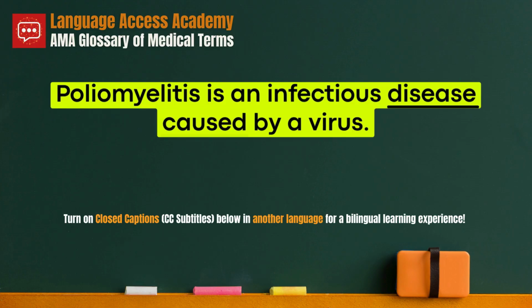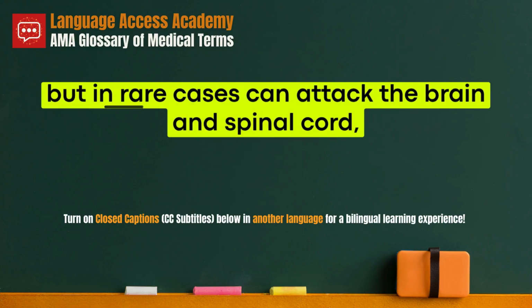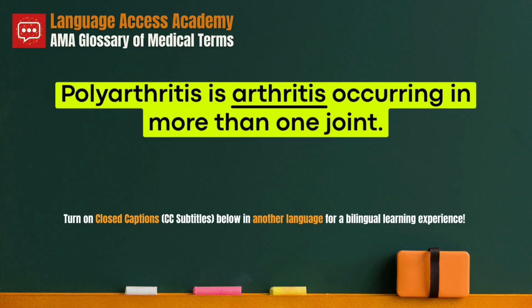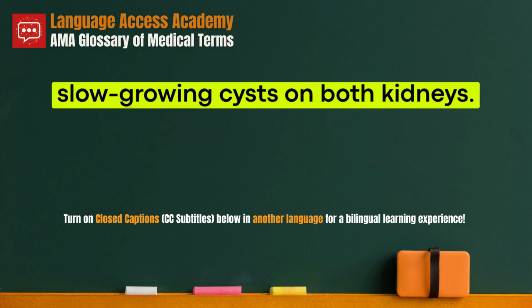Poliomyelitis is an infectious disease caused by a virus. It usually causes mild symptoms, but in rare cases can attack the brain and spinal cord, causing paralysis or death. Polyarthritis is arthritis occurring in more than one joint. Polycystic kidney disease is a condition in which there are multiple, slow-growing cysts on both kidneys.